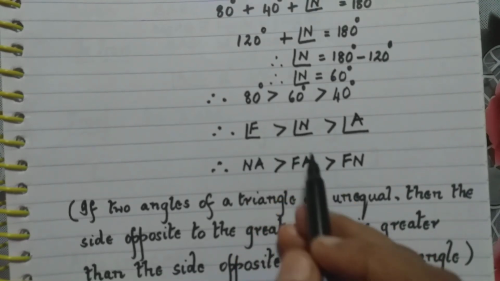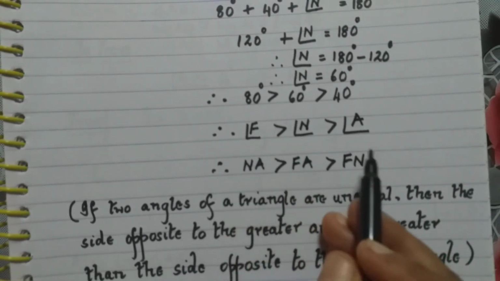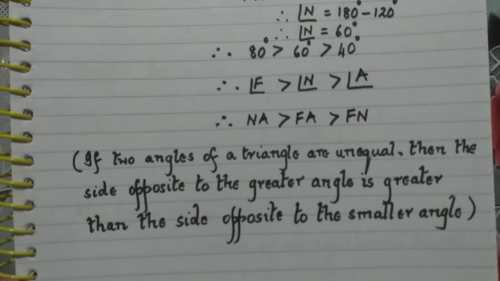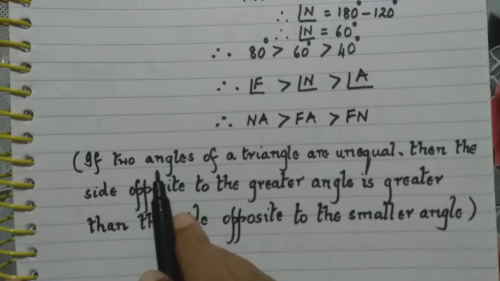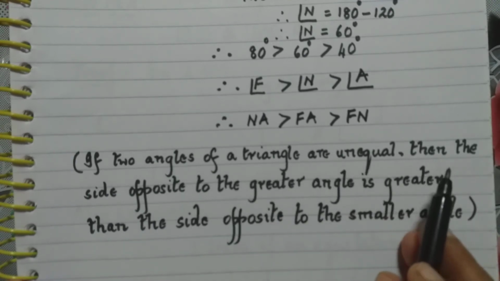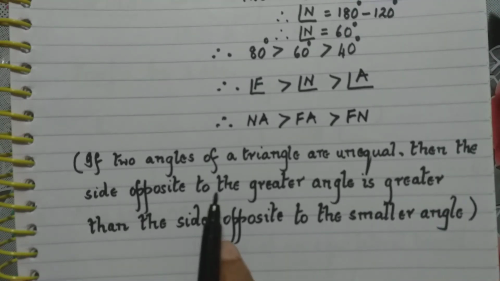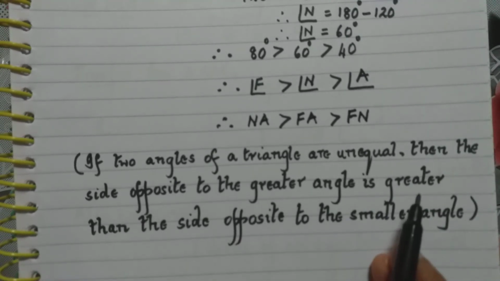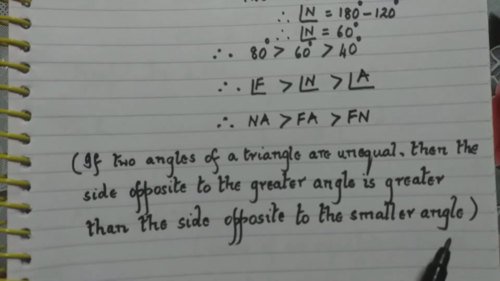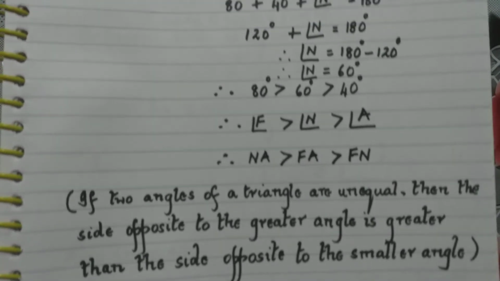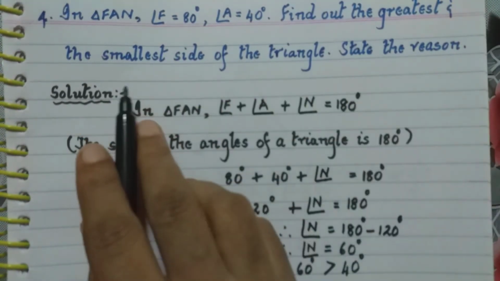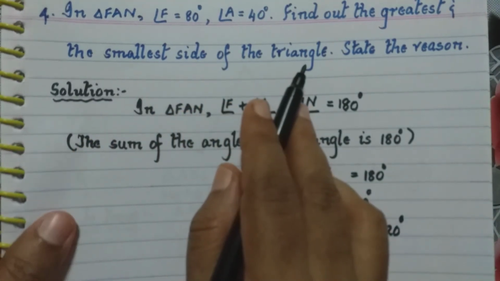Now, how did we get this, that the side opposite to the greater angle is greater than the other side? By this theorem. What is that theorem stating? If two angles of a triangle are unequal, then the side opposite to the greater angle is greater than the side opposite to the smaller angle. Now, what is asked in this question? Find out the greatest and the smallest side of the triangle.